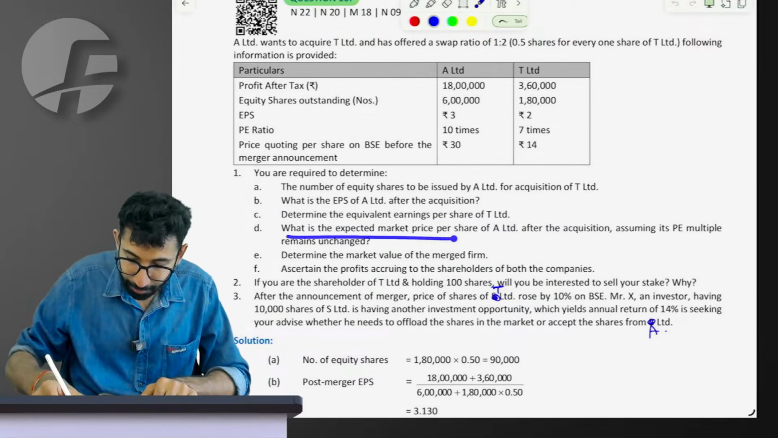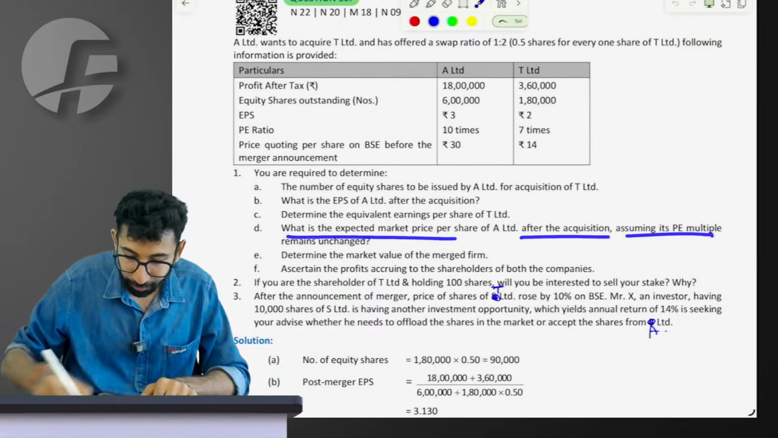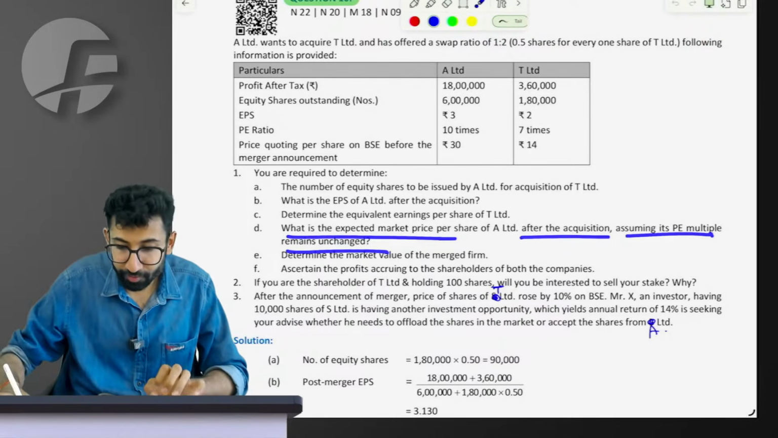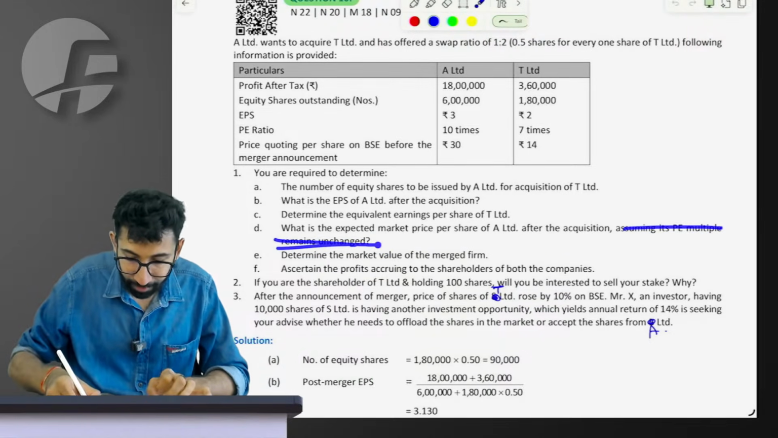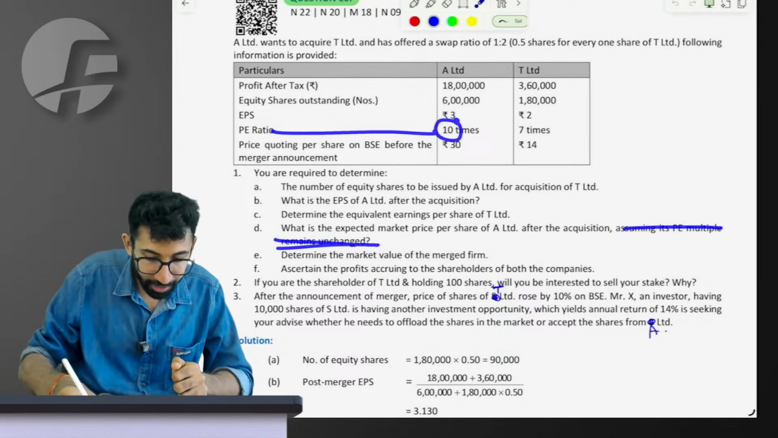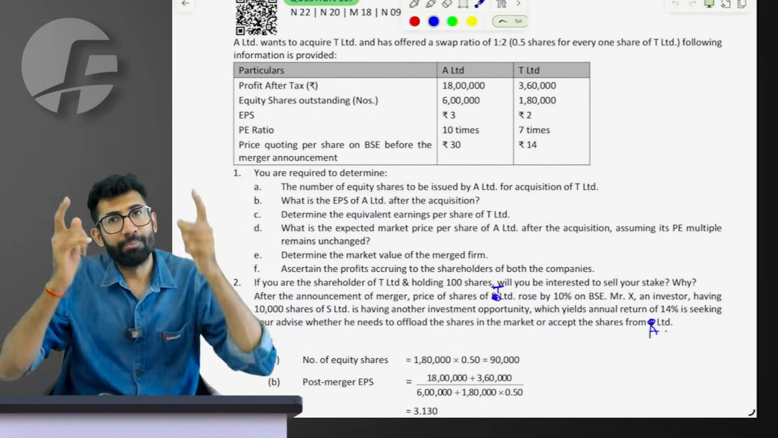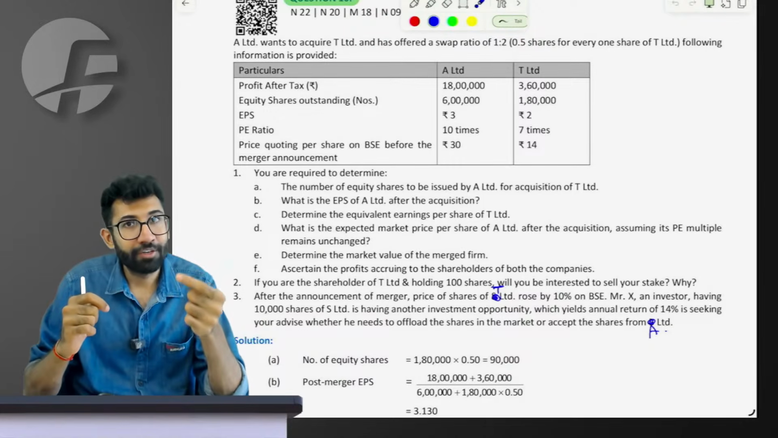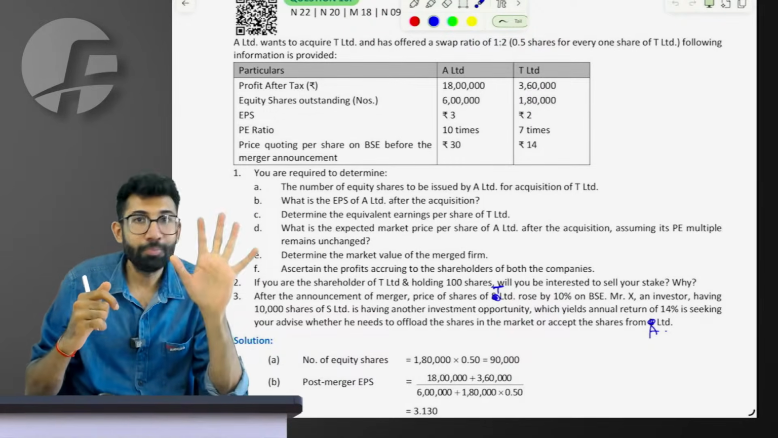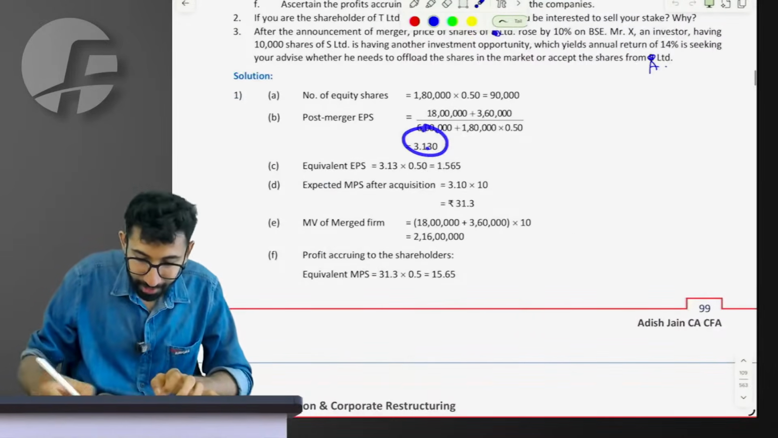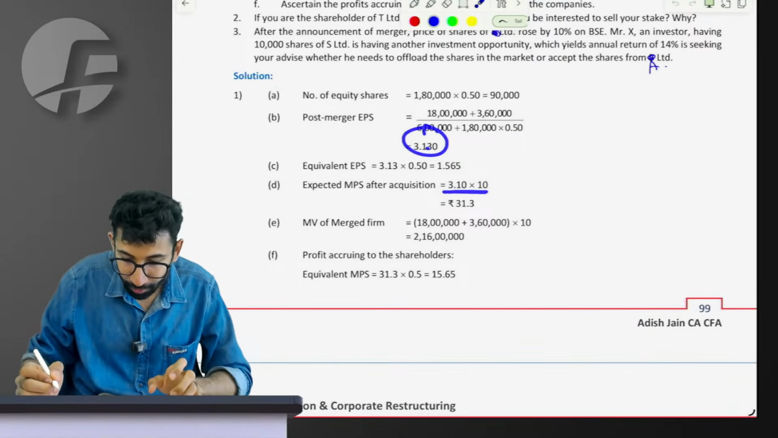What is the expected market price after merger if PE remains unchanged? Even if they don't say any line, we assume PE continues to remain unchanged at 10 times. So post-merger MPS. Should I apply the formula of post-merger MPS right from scratch, or I can say EPS into PE is MPS? So EPS is 3.13.